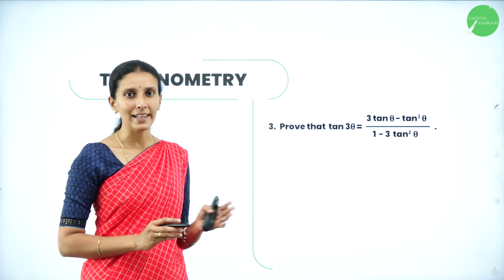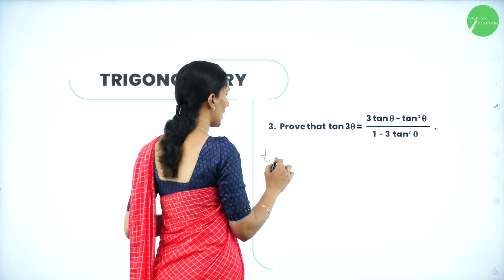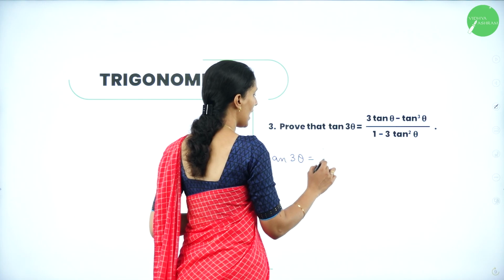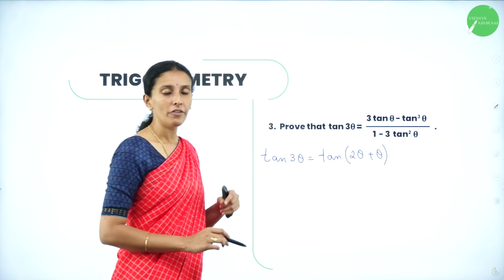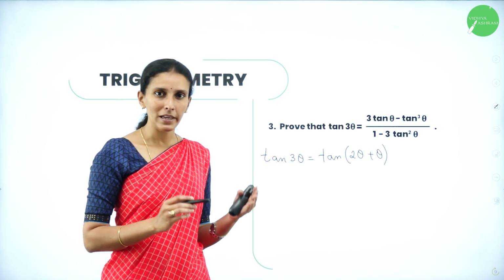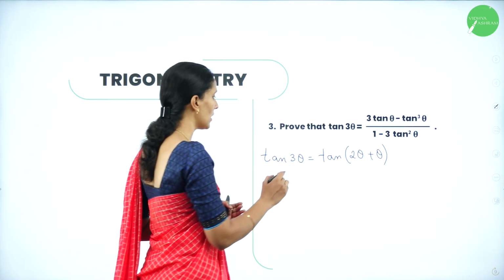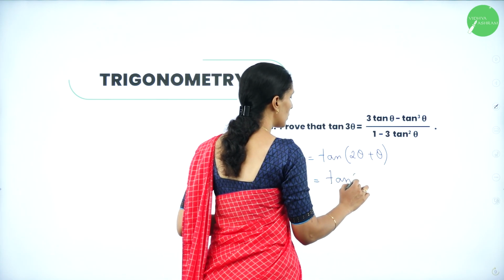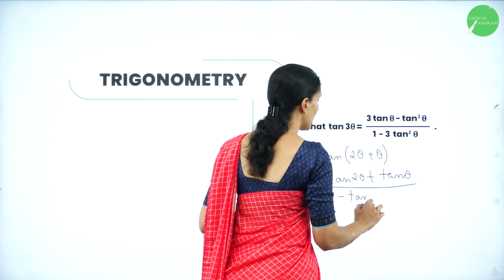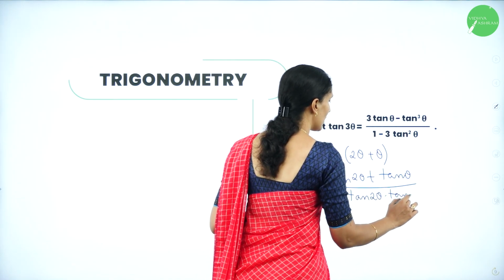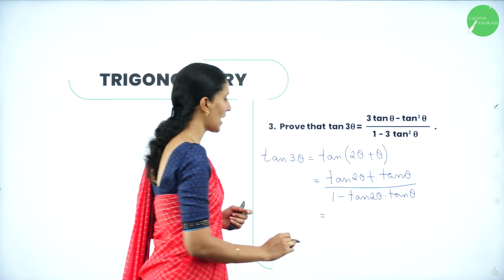So next we have tan 3 theta. Again, with the help of the compound formula, we will prove tan 3 theta. So write tan 3 theta as tan 2 theta plus theta. Use the formula of tan A plus B. Tan A plus B is tan A plus tan B divided by 1 minus tan A into tan B. So we will apply the result. So tan 2 theta plus tan theta whole divided by 1 minus tan 2 theta into tan theta. Now, what is tan 2 theta? It is 2 tan theta divided by 1 minus tan square theta.